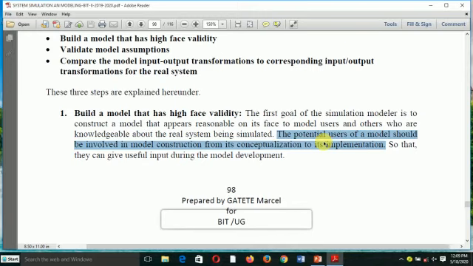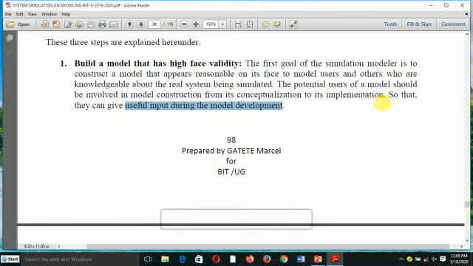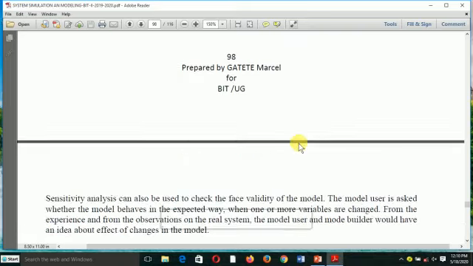They have some thinking in their mind of how they want the system to look. So they will guide you, and they will help you by giving useful input during the model development. If you are modeling a bank, you have to involve users in the bank. Who are the users? It can be a bank manager, it can be tellers, and so on.